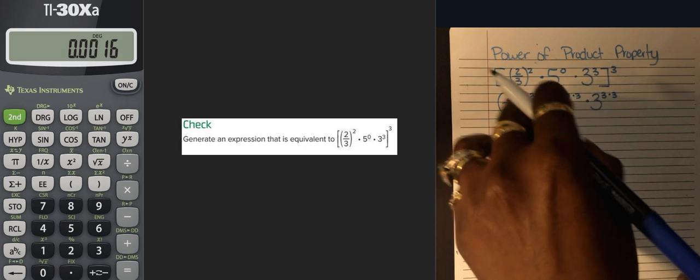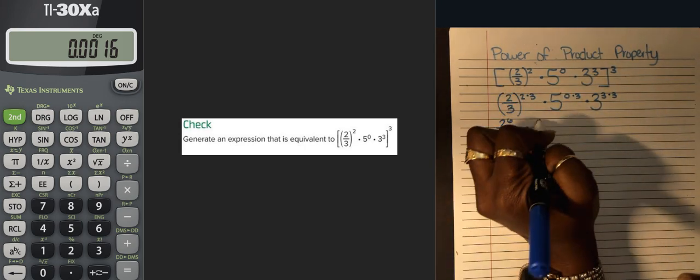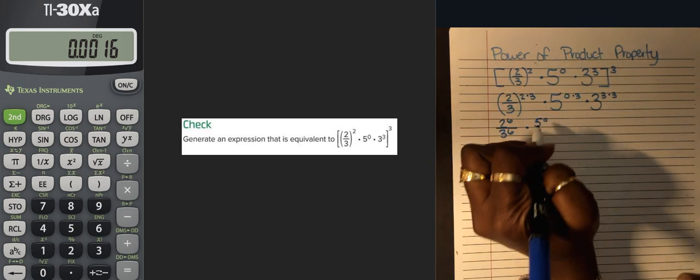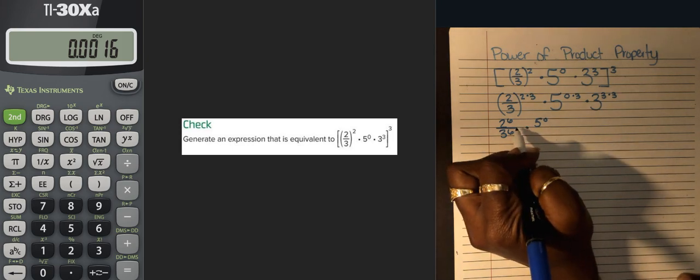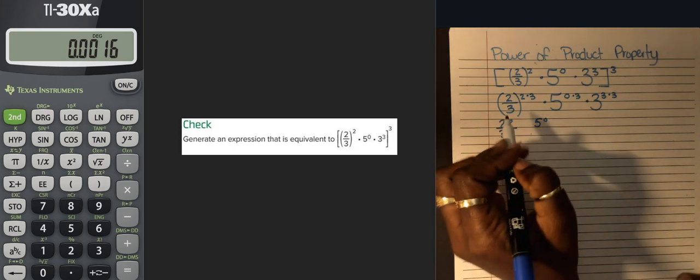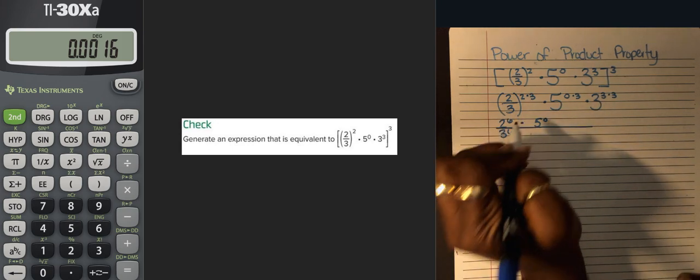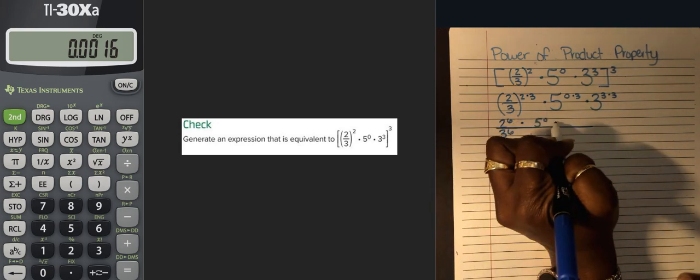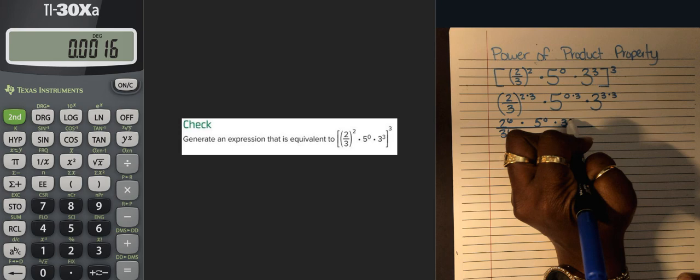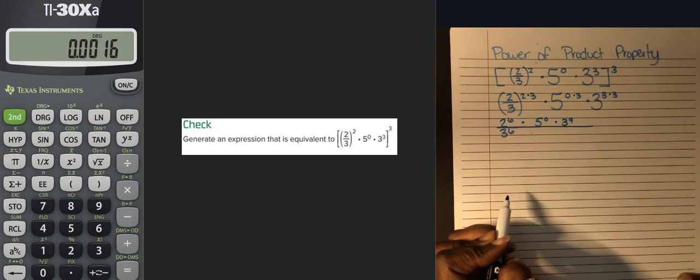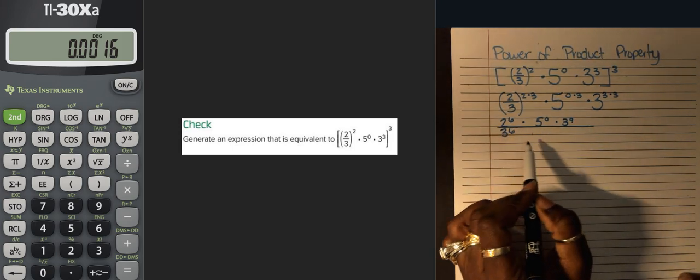Actually, let me just make this smaller. We'll say 5 to the power of 0, and I can just do it like this, all the way across. So 5 to the power of 0. And then we're going to multiply 3 to the power of 9. Okay, so this is what we have so far.